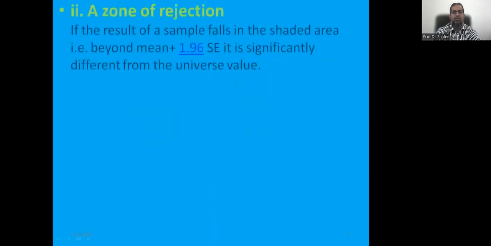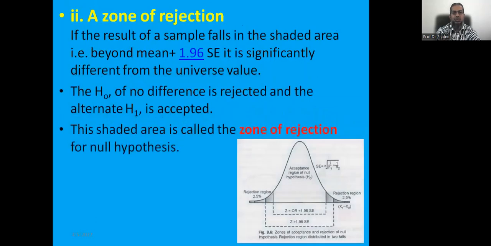Now next is the zone of rejection. If the observation falls in this shaded area, the observation is not by chance and it is because of the significant difference. So we reject the null hypothesis and we accept the alternate hypothesis. But we are talking in terms of null hypothesis. If the observation falls here, it becomes the zone of acceptance. If the observation falls here, it becomes the zone of rejection. So the zone of rejection is the shaded area and the zone of acceptance is the plain area.